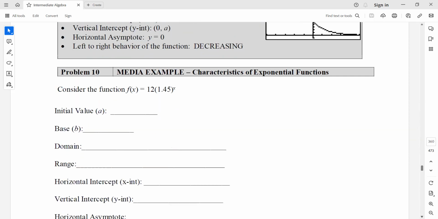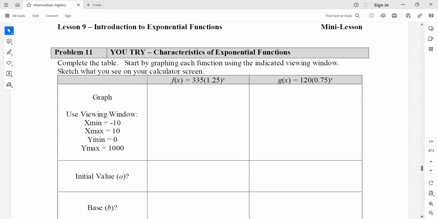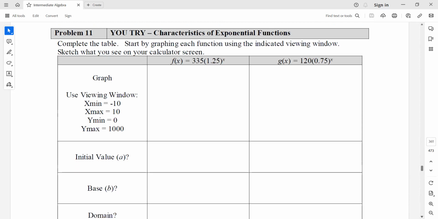Now, let's look at this problem real quick. This is a media lesson, so I'm going to skip this one. So please try and do it by yourself. And now we're going to look at these ones. When you go to the calculator, if you're supposed to draw this, here you have the window. I'm going to go to the calculator real quick and draw this first one, 335 times 1.25 to the power x. I'm going to share my screen.